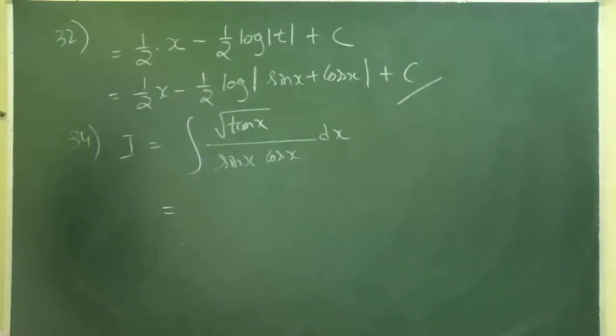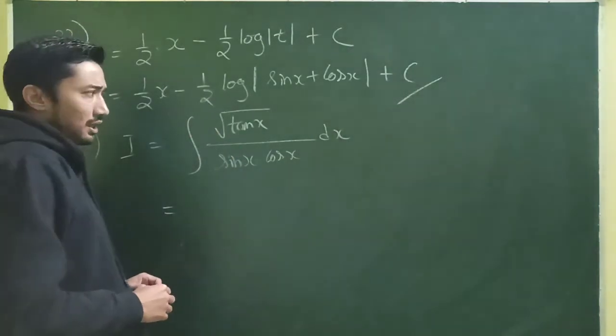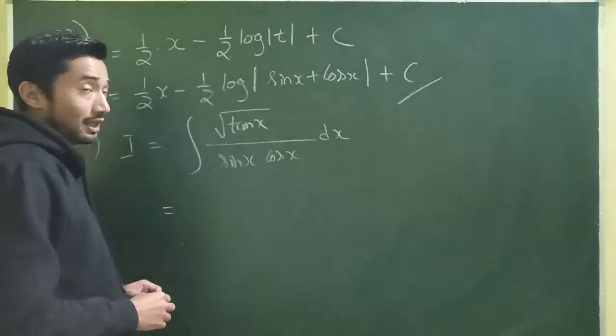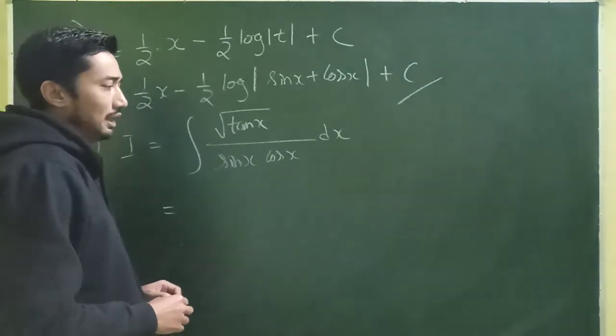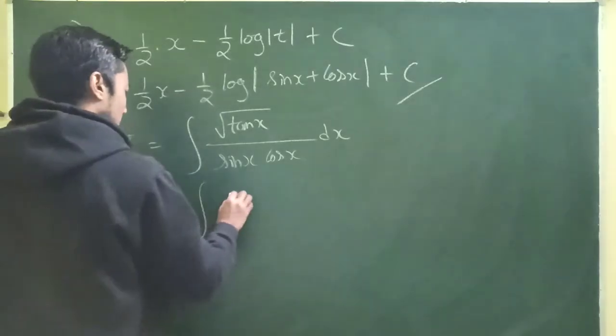What can we do here? Tan x, if I substitute, I'll get sec square x, sin x by cos x. Is it possible to do something like that? I think slightly possible. Tan x, if I can substitute, but I'll need sec square x if I have to substitute tan x. I think we can do that.